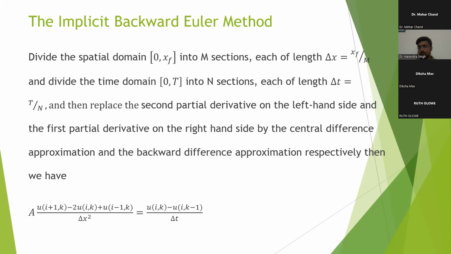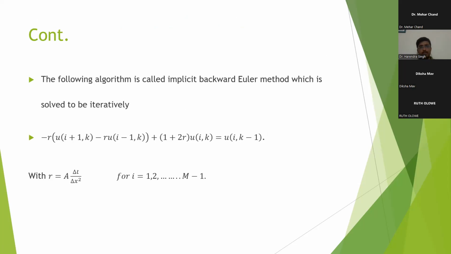Now if you solve this equation, then like the forward difference formula, you will get the following algorithm called the implicit backward Euler method, with the iterative relation minus r u(i+1,k) minus r u(i-1,k) plus (1 plus 2r) u(i,k) equals u(i,k-1). This scheme is called implicit because we are not getting an explicit equation. We get a relation from algebraic equations which can be solved.